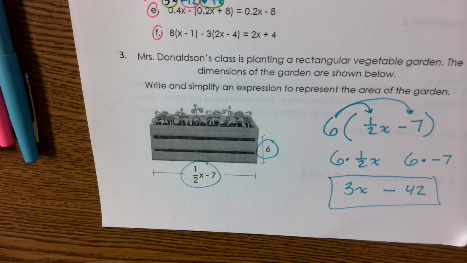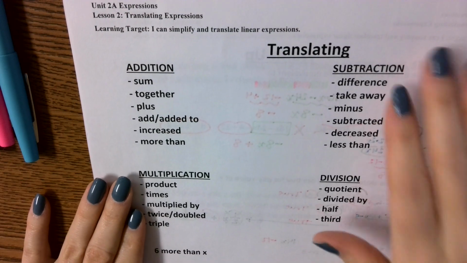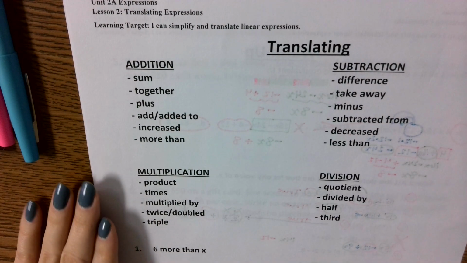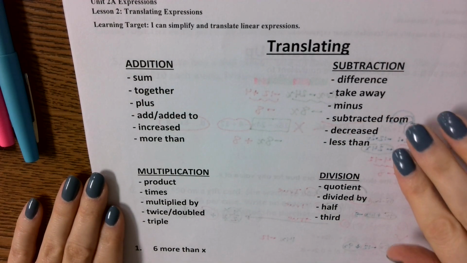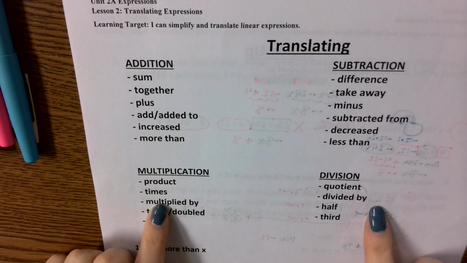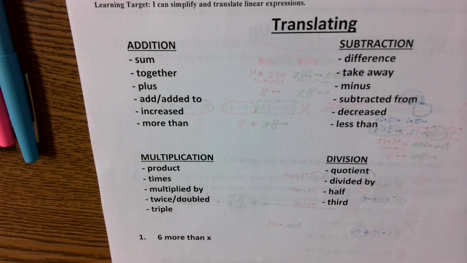Okay, let's flip it on over to the next page. What we are doing here, we are focusing on translating expressions. So given contextual problems, contextual word statements, we're going to go ahead and translate. So here are some of our translation words. Okay, we already had that list from our previous unit, but some translation words for addition, translation words for subtraction, multiplication, and division.